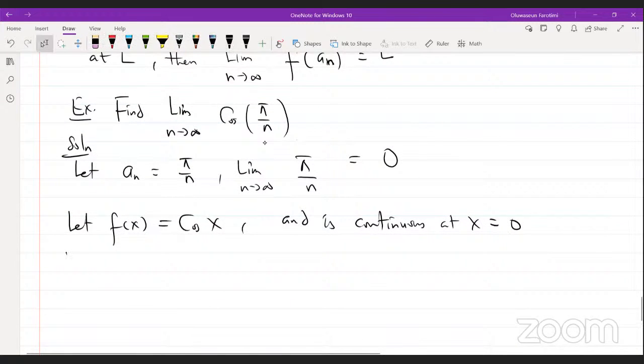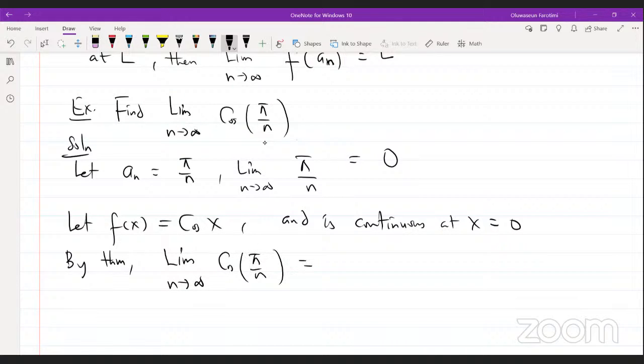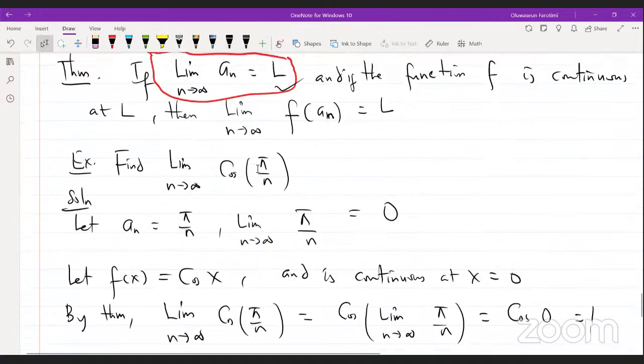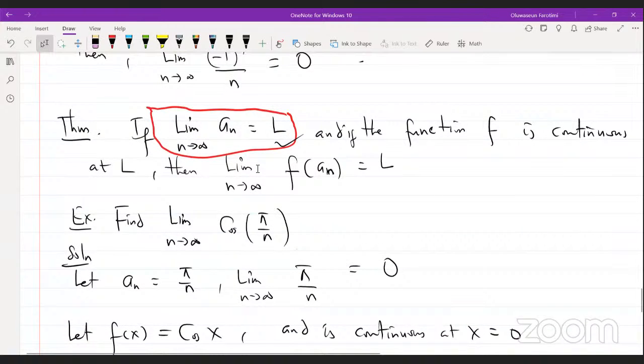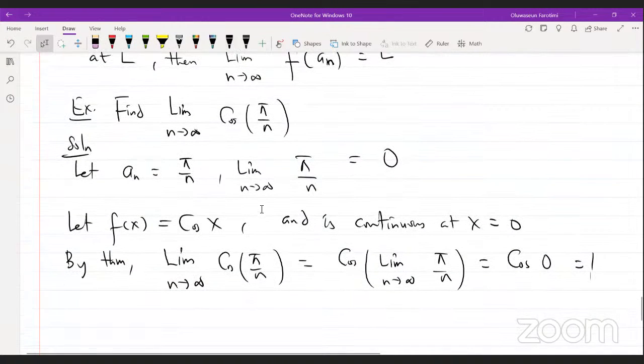So what happens by that theorem? That means that by the theorem, the limit of this guy is just going to be cosine of the limit. Okay, so this is a new thing we're seeing now because we've not seen it in other examples that we did, where there can be this sort of interwovenness.